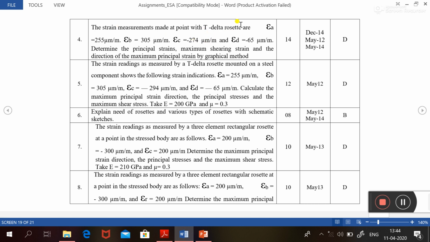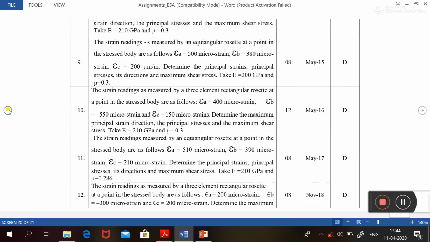Again by using these values, I have to calculate the same parameters, that is principal strain, maximum shear strain, then direction of principal stresses. Like that we have to calculate all the unknown parameters. The next problem is also based on the T delta, again values of epsilon a to epsilon d, that means the same problem is given once again.